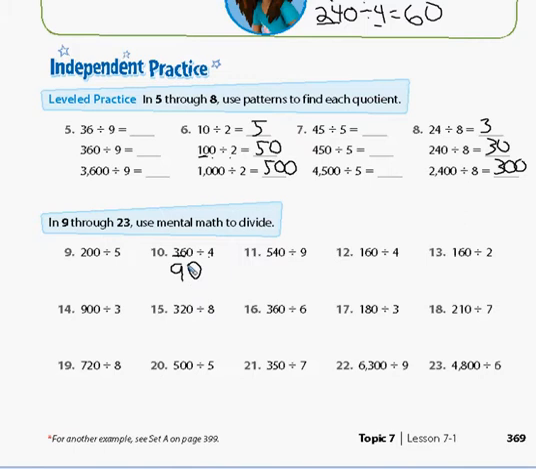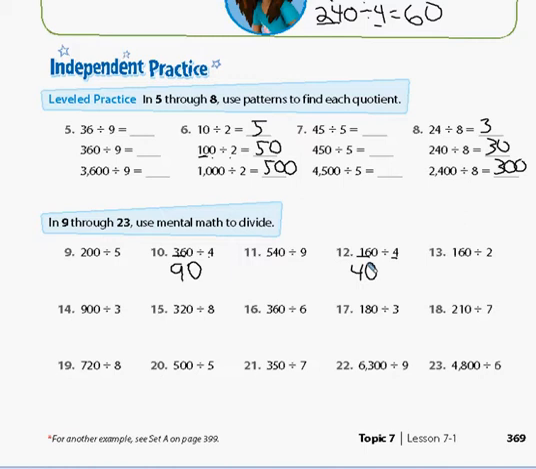Next problem, problem number 12. Basic fact, 16 divided by 4. We know 4 times 4 is 16, so 16 divided by 4 would be 4. And then I have 1 zero, so 160 divided by 4 would be 40.